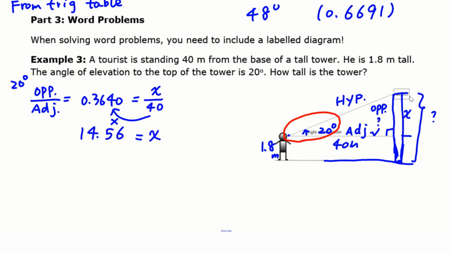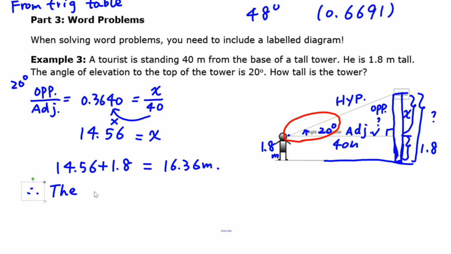And this is this part. And below you will have 1.8 there. So the total height of this tower will be 14.56 plus 1.8. You will have 16.36 meters. Then you write a statement. Therefore, the tower is 16.36 meters high.